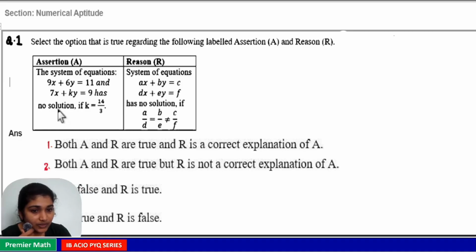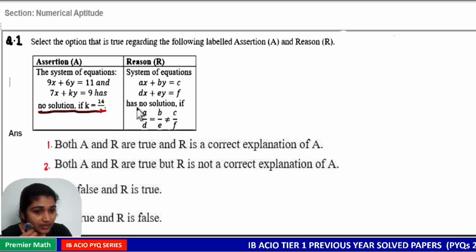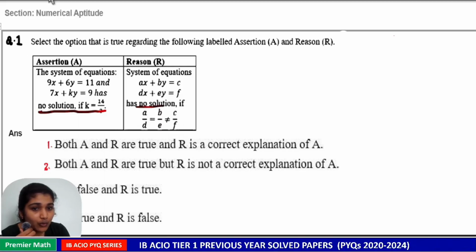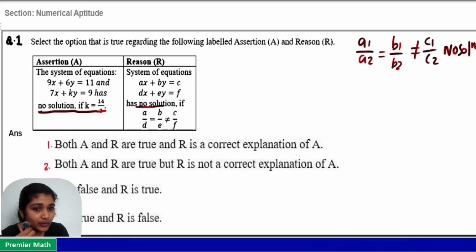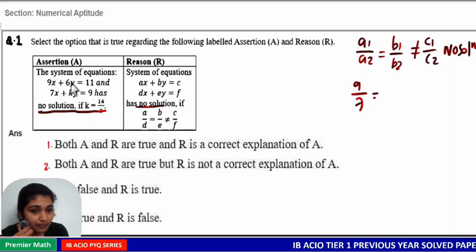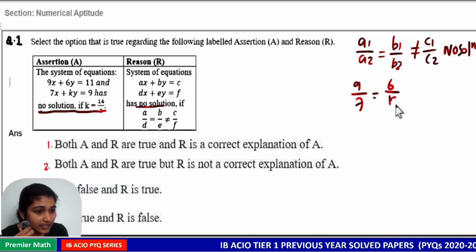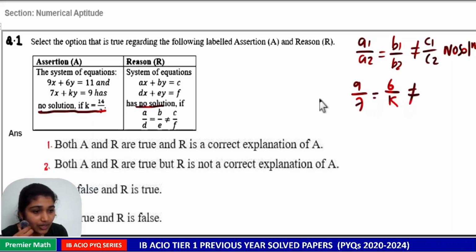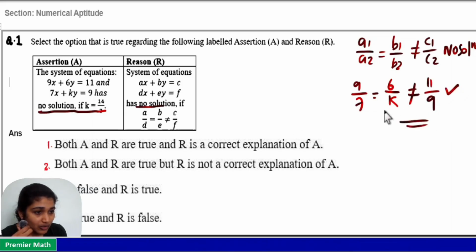Here in the first question it says, this system of equations has no solution if k equals 14/3. Reason states it has no solution if a/d equals b/e, that is not equal to c/f. We already know that to have no solution, a1/a2 equals b1/b2, which should not be equal to c1/c2. Here a1, a2 are 9 and 7, b1, b2 are 6 and k, and c1, c2 are 11 and 9. Now if this is correct, then the system of equations has no solution.